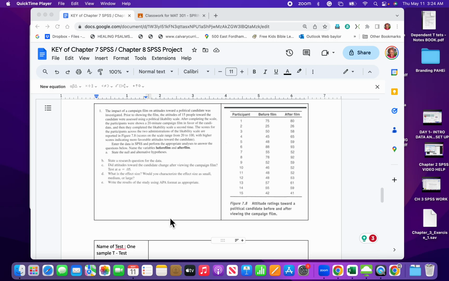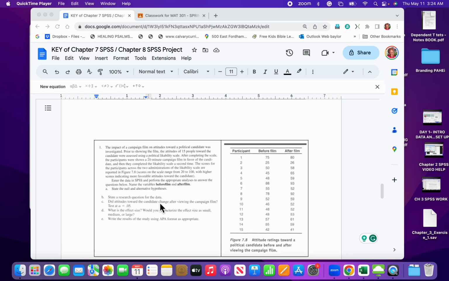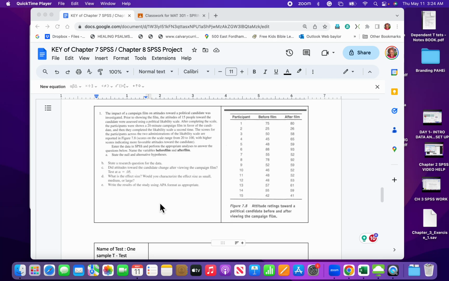Exercise. So part 2, still of chapter 7 SPSS, chapter 8 SPSS project. Now this exercise comes from your chapter 8, right? This is the paired t-test exercise. So here goes the data. The data is given to you, so you have to type in the data yourself.